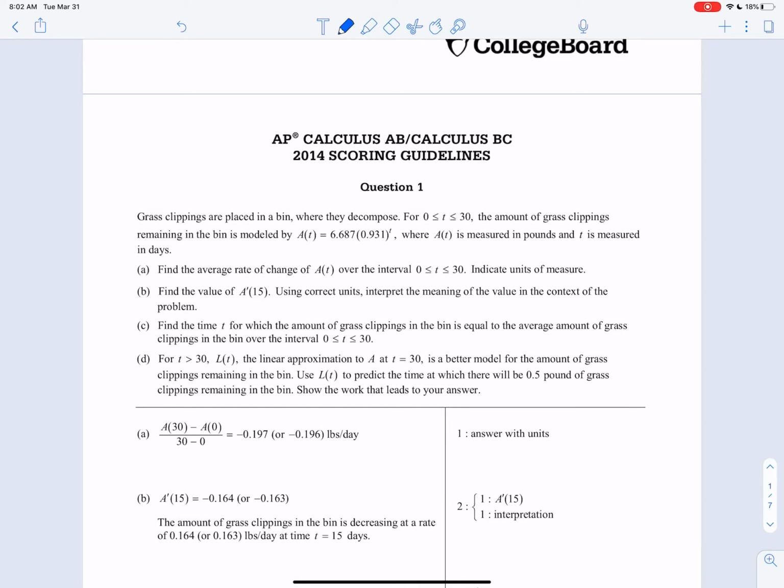This is 2014 question 1. Based on this, it looks like an accumulation problem, I would say. It's a little bit of everything, so you can't really put it on one FRQ here. But here we go. They give us a function here.